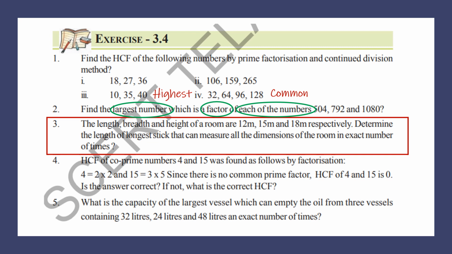I will now tell the problem in simple words. The length, breadth and height of a room are 12 meter, 15 meter and 18 meter. I will send a separate picture to show how this room looks like. Determine. Determine here means calculate. Calculate the length of longest stick that can measure all the dimensions. What is a dimension? Dimension is length, breadth and height together. It is known as dimension.